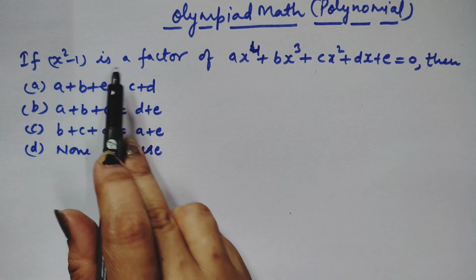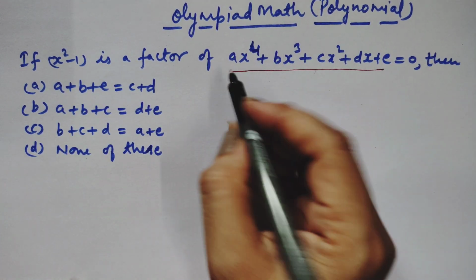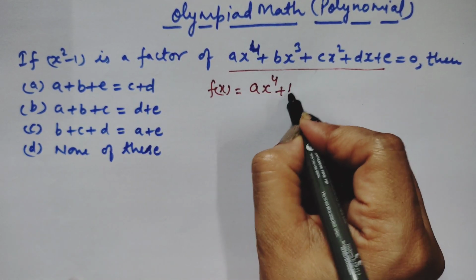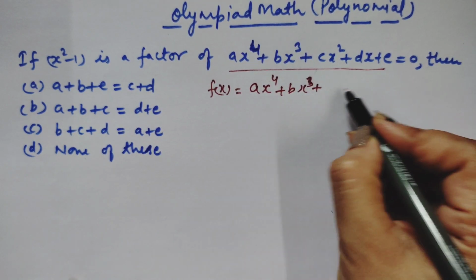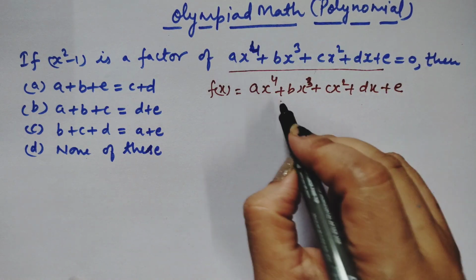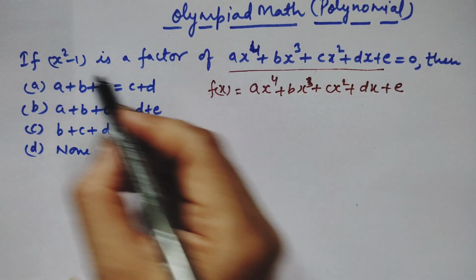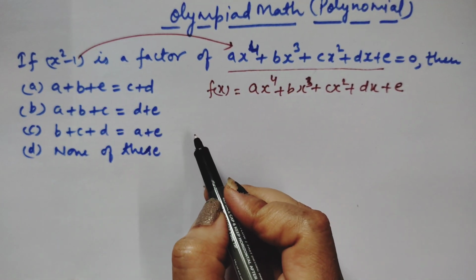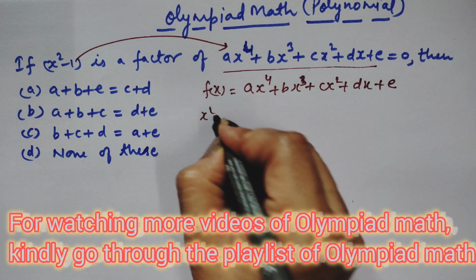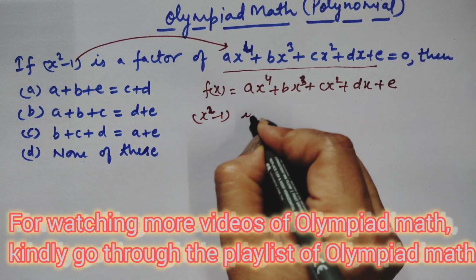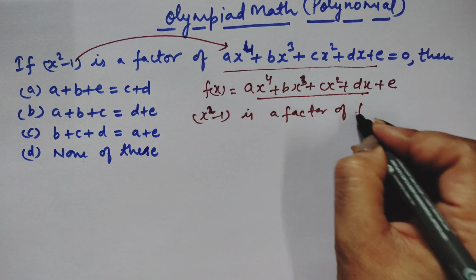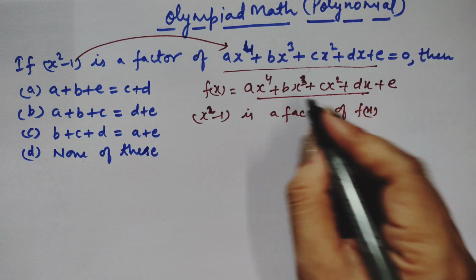If x²-1 is a factor of this polynomial, first of all we will assume this polynomial is f(x). f(x) equals ax⁴ plus bx³ plus cx² plus dx plus e. According to the given question, x²-1 is a factor of this polynomial, so x²-1 is a factor of f(x).